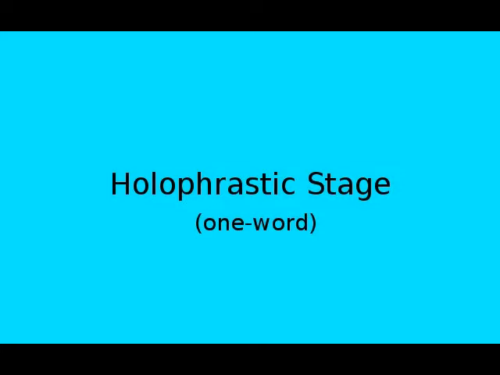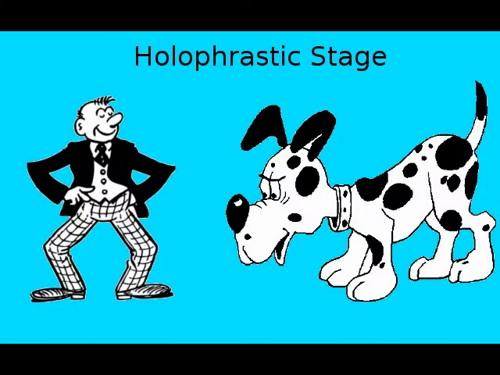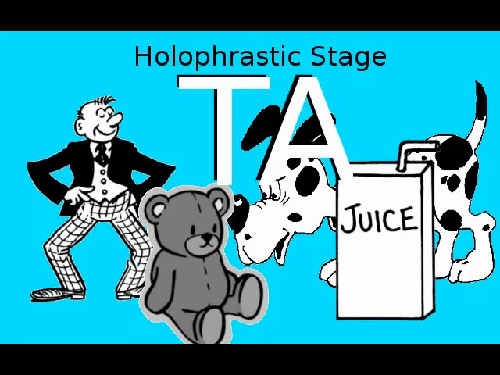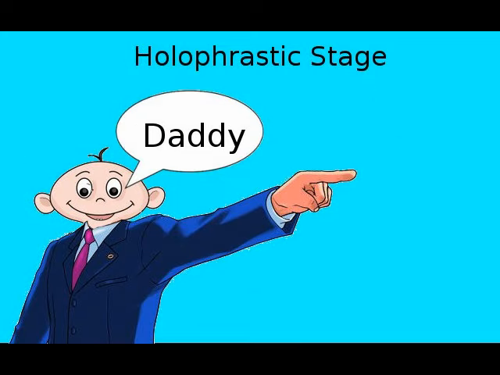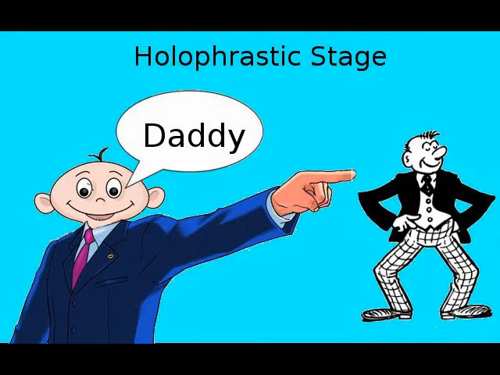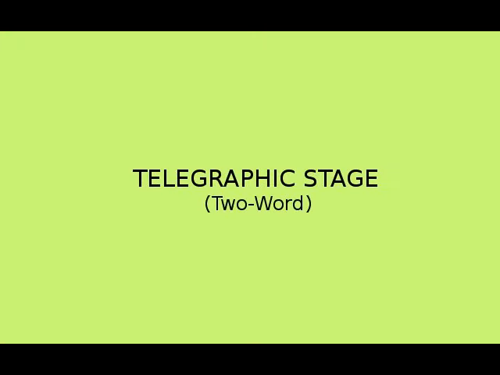The second stage is the holophrastic or one-word stage. This stage is when children start to utter single words, whether it be daddy, doggy, teddy, juice, or ta. Children who are in this stage often use gestures or intonation to convey further meaning. For example, a child might say dada and shrug to express where is daddy, or point and say dada to say there is daddy. The third stage is the telegraphic or two-word stage.